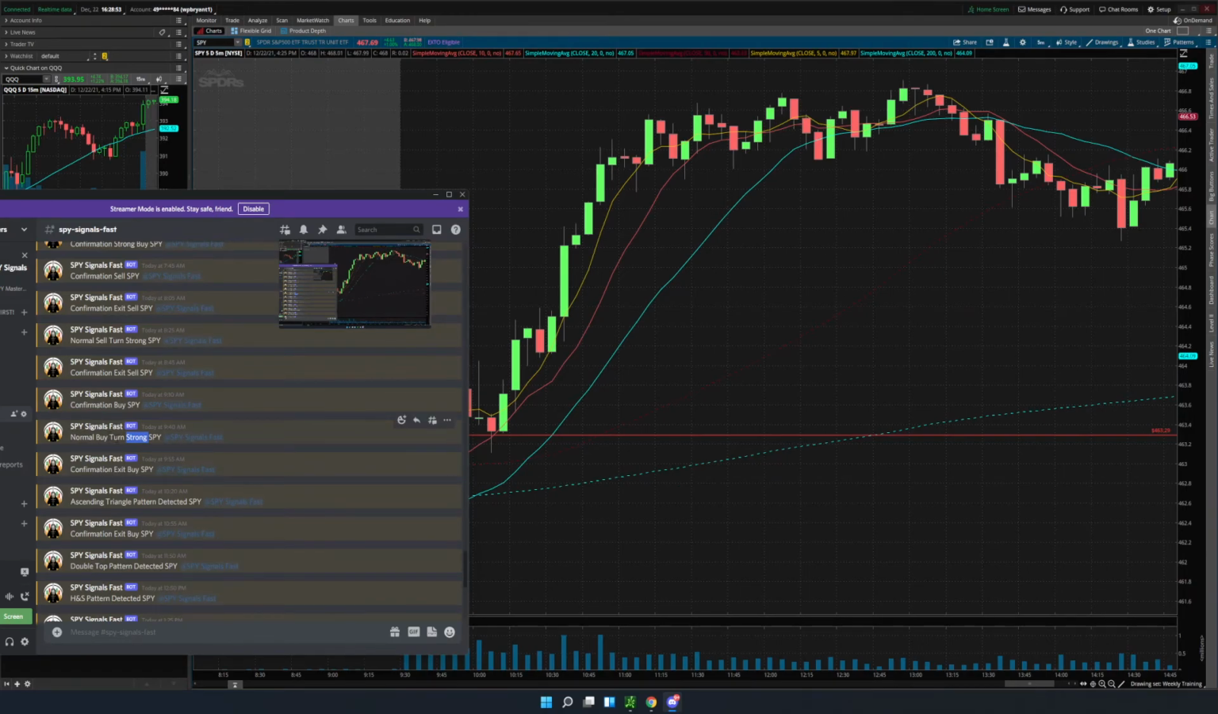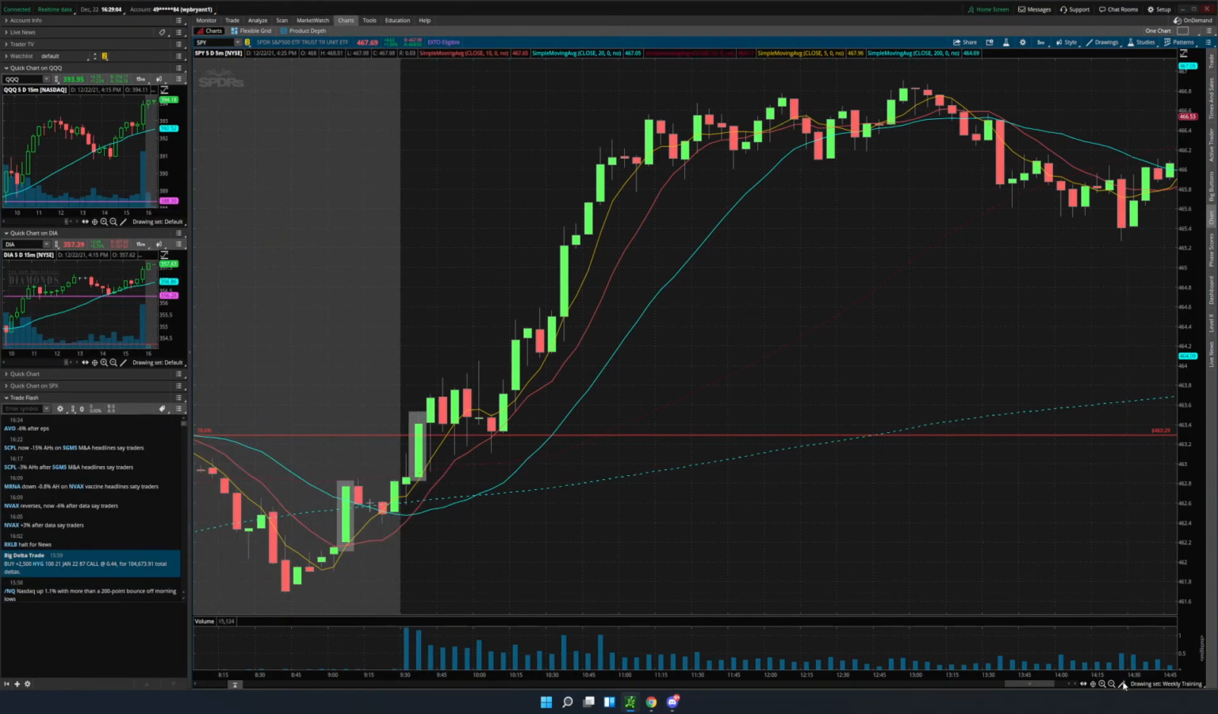So after we got that at 9:40, at 9:55 we had a confirmation exit. So what the exit means is that things are probably slowing down. That was at 9:55, so let's look at that.